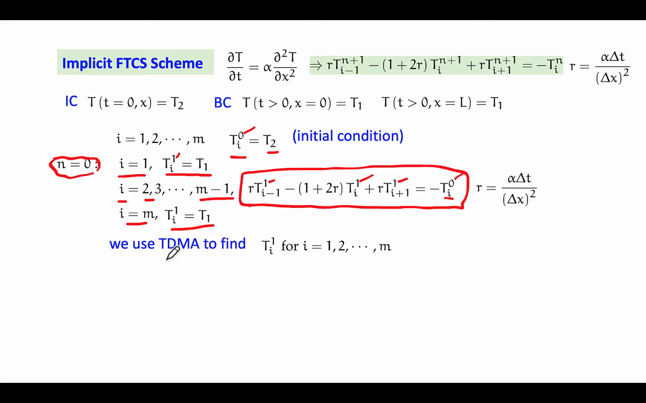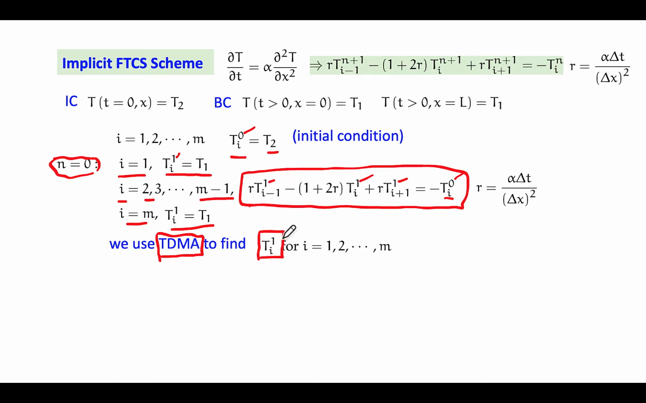But now we can use this Thomas algorithm once again. We know how to do it. We solve it. After the solution, I get the Ti 1. This is not a steady state solution. This is only the solution after we have taken one time step. That's it.